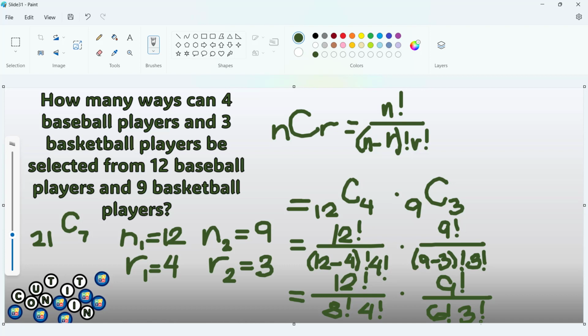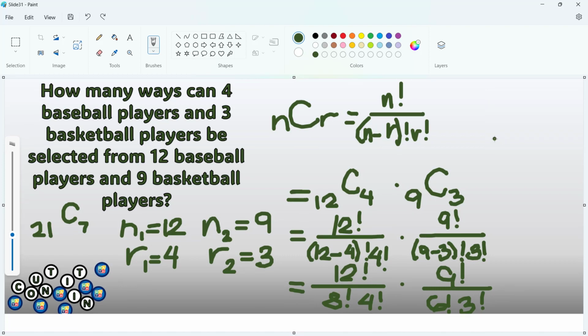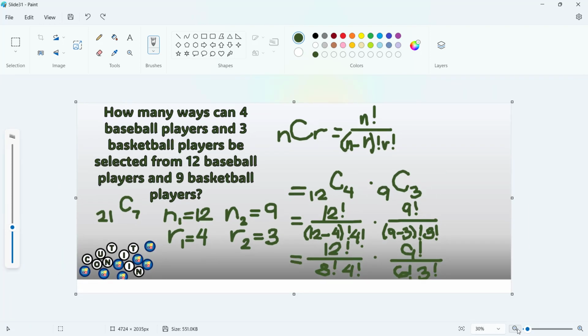So let's start by solving them separately. Let me increase some space at the bottom. Let me decrease this. Okay, just like that.